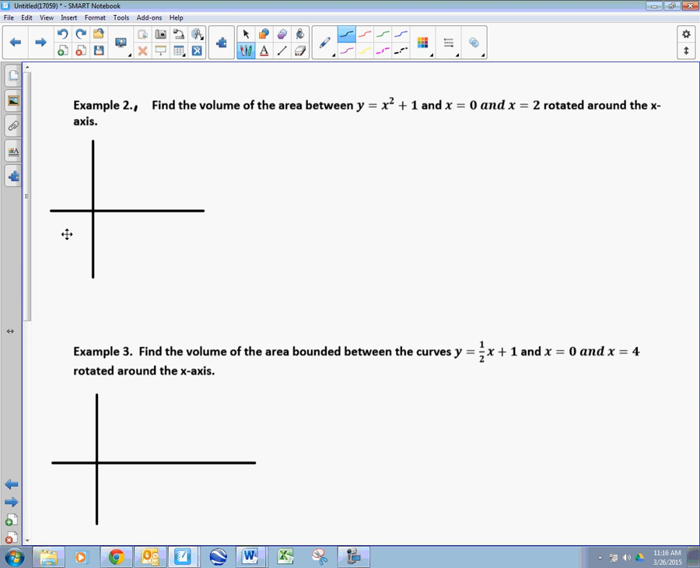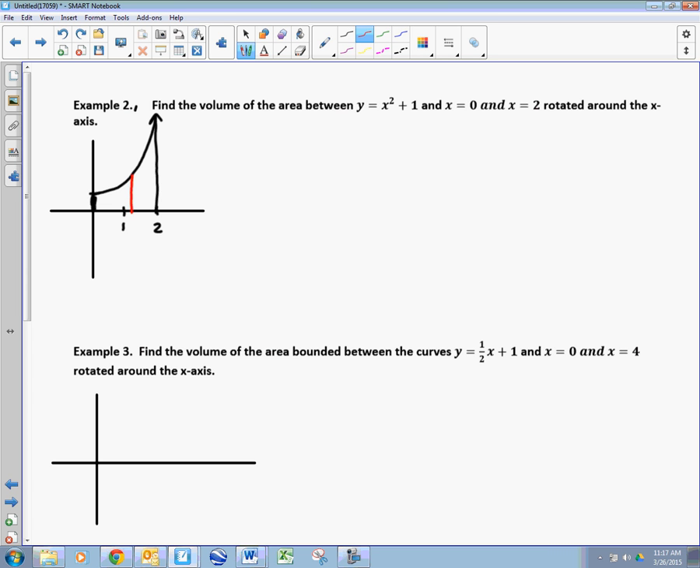Find the volume of the area between y equals x squared plus 1, x equals 0, and x equals 2, rotated around the x-axis. What does x squared plus 1 look like? Shifted up 1. So I'm going from 0, which is right here, and x equals 2 is a vertical line. So I'm going to take that and spin that around, correct?